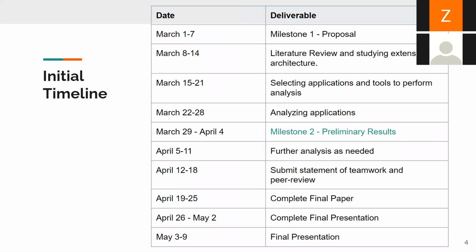So this was our initial timeline proposed in the last presentation. Right now, the stage we're at is highlighted in green. Up until this point, we have been in line with our initial planned timeline, but we may change a few things moving forward, which we will get back to later in this presentation.